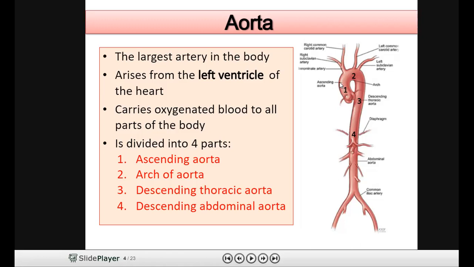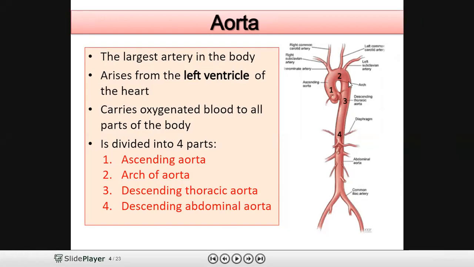And then after that, this ascending aorta goes upward and then turns posteriorly, goes backward like this. Now, when that happens, it forms an arch. So this is called the arch of the aorta, or aortic arch if you want. This is number 2, the arch of the aorta, and then it descends again, coming downward. Now, this part is called the descending thoracic aorta. Why? Because this descending part is still in the thoracic region.